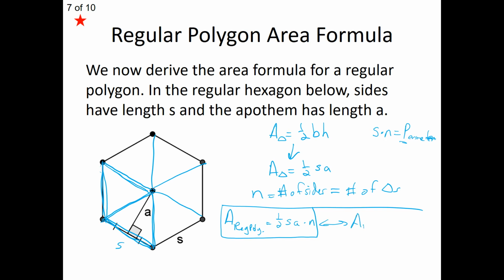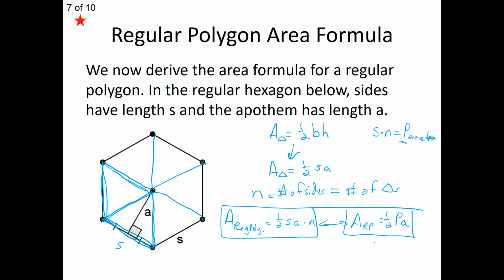We can say the area of our regular polygon is then still the 1/2, but take the s and the n and replace it with p, the perimeter. So it's 1/2 times p times the apothem. And that is an altered form of our regular polygon formula. So both of these will do the same thing. They still give us the area of the regular polygon.